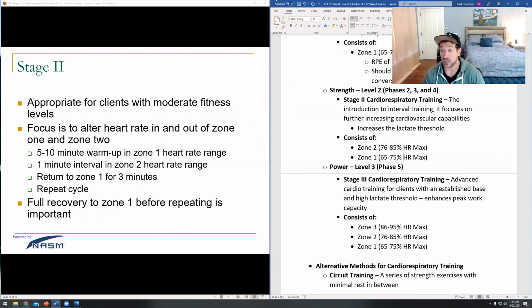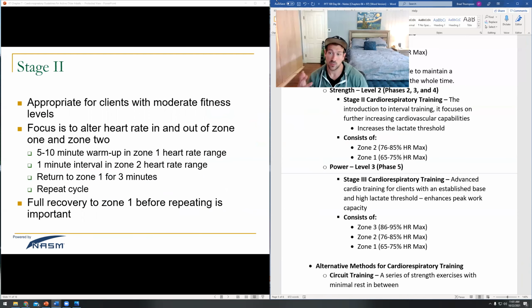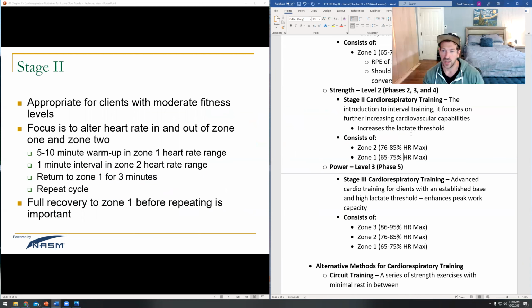So we actually do cardio for bodybuilders. We like interval cardio. We like stuff that makes lots of lactic acid. Steady state marathoning, that's not really what we're looking for here. So it is the introduction to interval training, and it focuses on further increasing our cardiovascular capabilities.